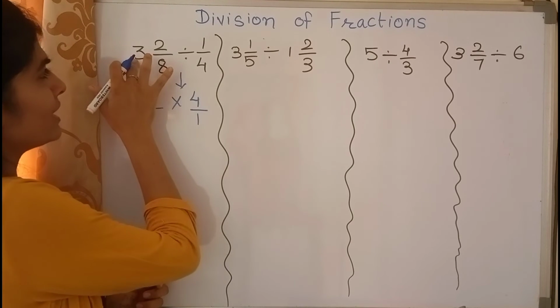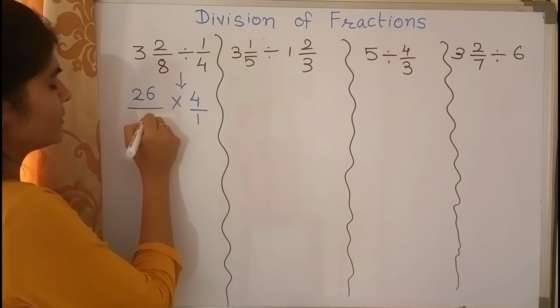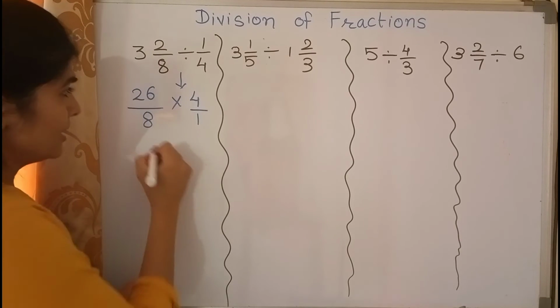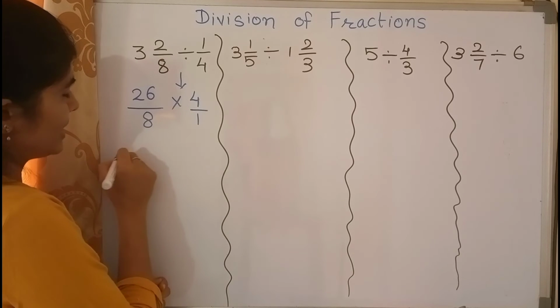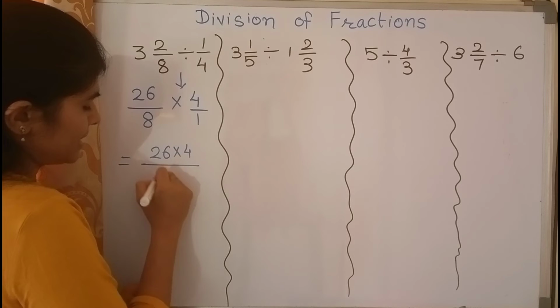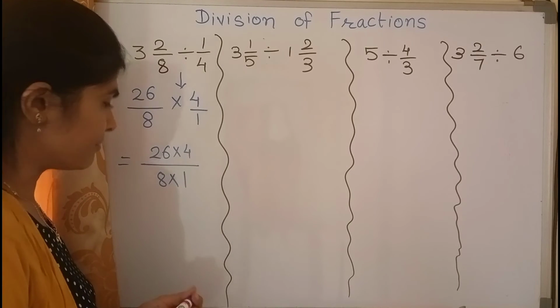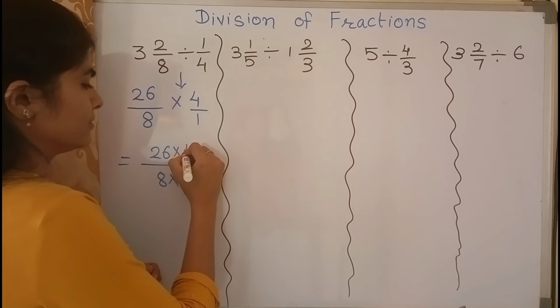Right, so 8 3s are 24. 24 plus 2, which is 26, right? So 26 over 8. So now what I can do is 26 times 4 over 8 times 1. Now friends, first we do multiplication and then we simplify. Then it will be a little bit complicated.